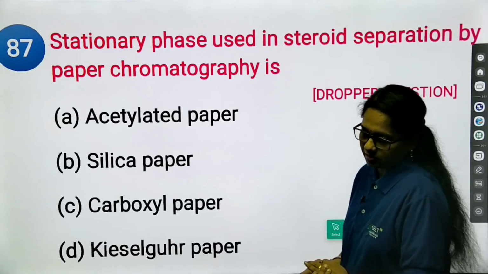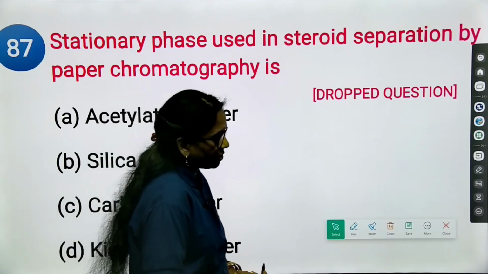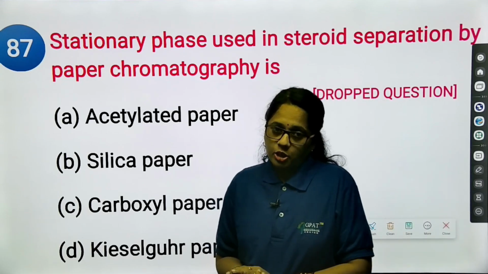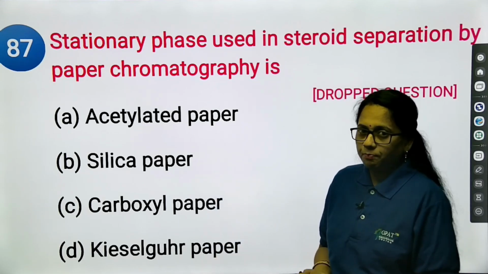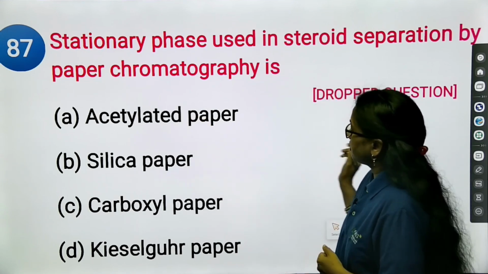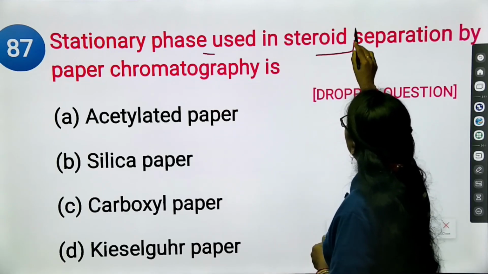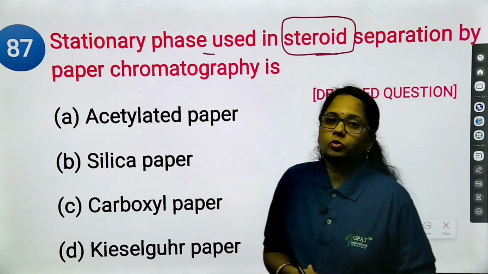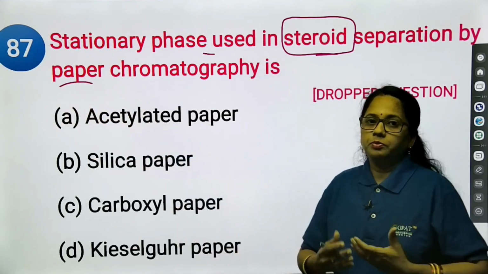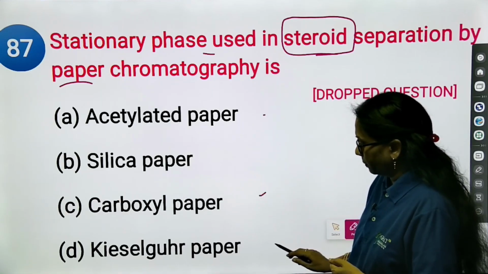The stationary phase, related to chromatography: the stationary phase used in steroid separations by paper chromatography. In chromatography we have so many techniques: HPLC, ion exchange chromatography, GC, TLC, but the question here is paper chromatography. Actually this is a dropped question because it has multiple answers. Whenever we want to separate steroids using paper chromatography, what is the preferred one? Let us see the options: acetylated paper, silica paper, carboxyl paper, Kieselguhr paper.